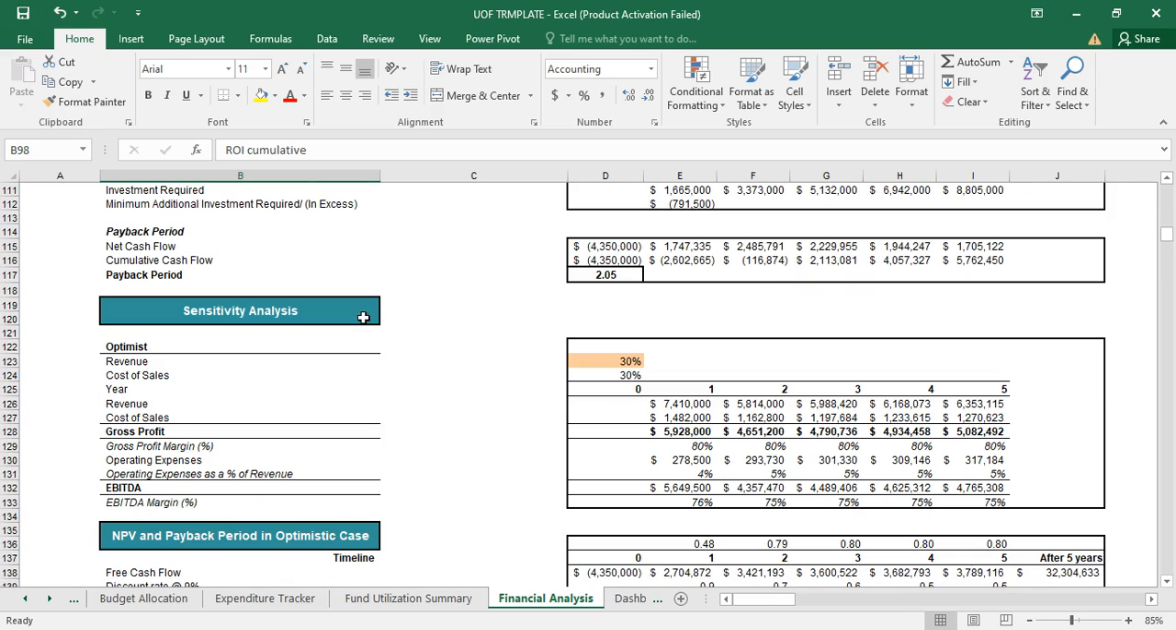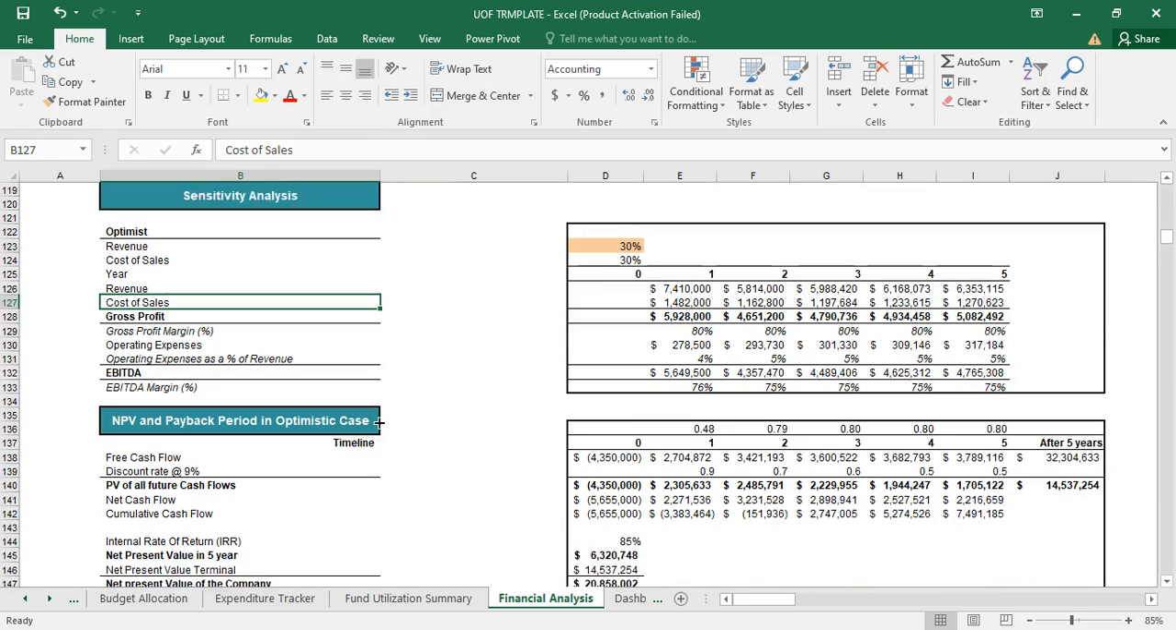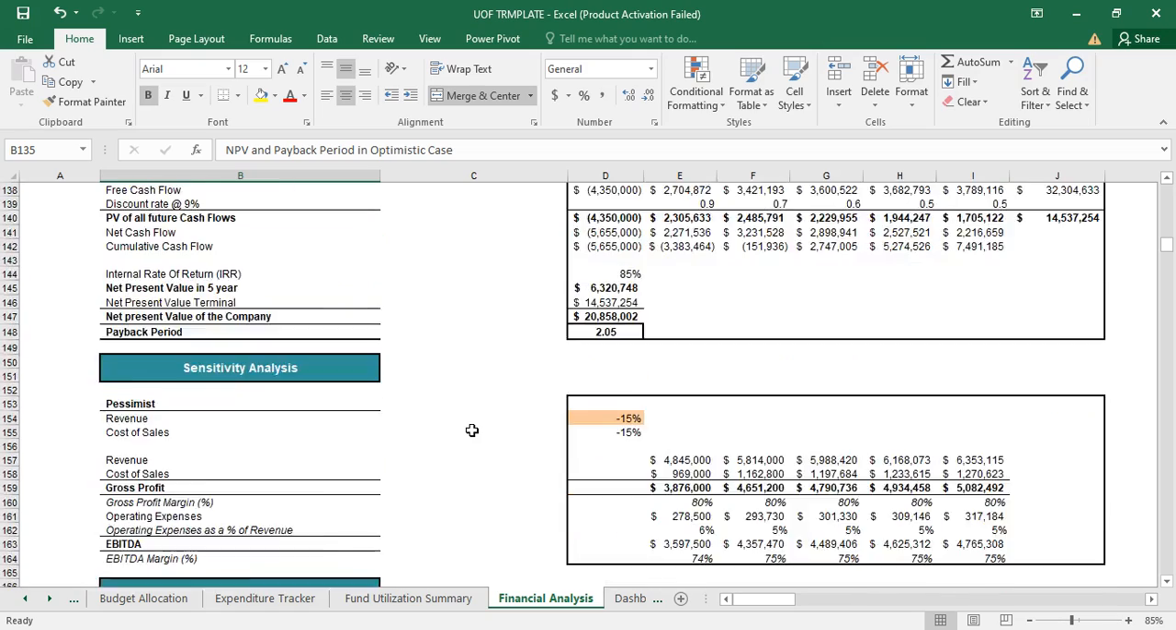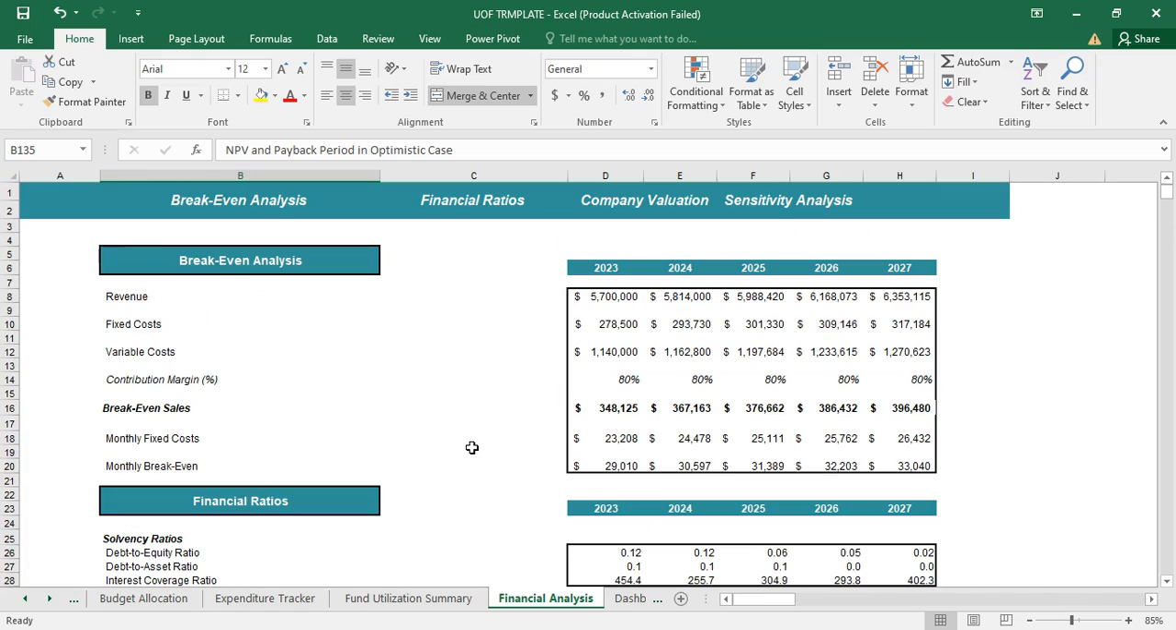Next and the last tracker in this sheet is sensitivity analysis, where we have included sensitivity analysis for both optimistic and pessimistic cases. And then we have calculated NPV and IRR on those bases.